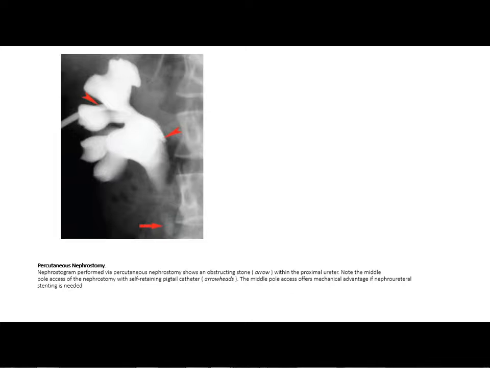And this is an example of a percutaneous nephrostomy. For how long will it remain? As long as you like. You can exchange it after a period if the obstruction has not gone, even after 3 months. You can just exchange the catheter: put a guide wire, remove the old catheter, and put in the new catheter. That's it.